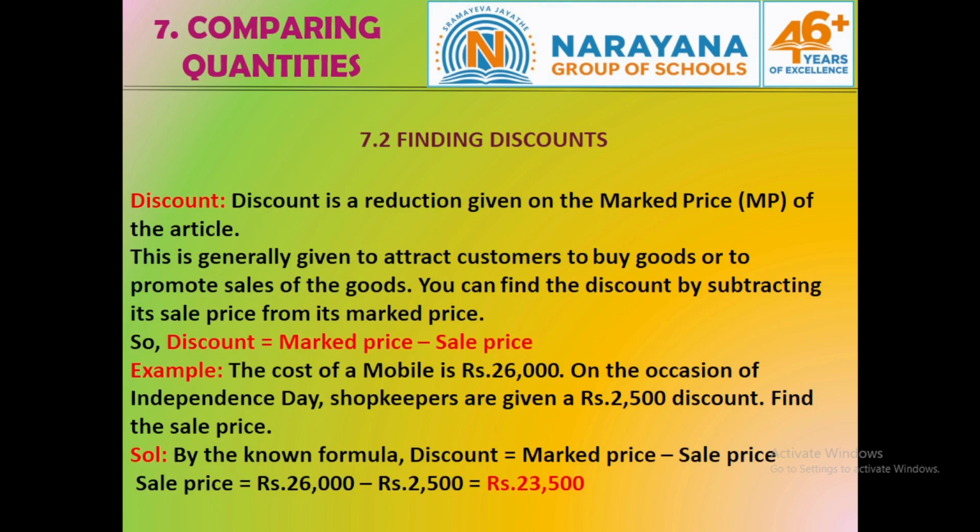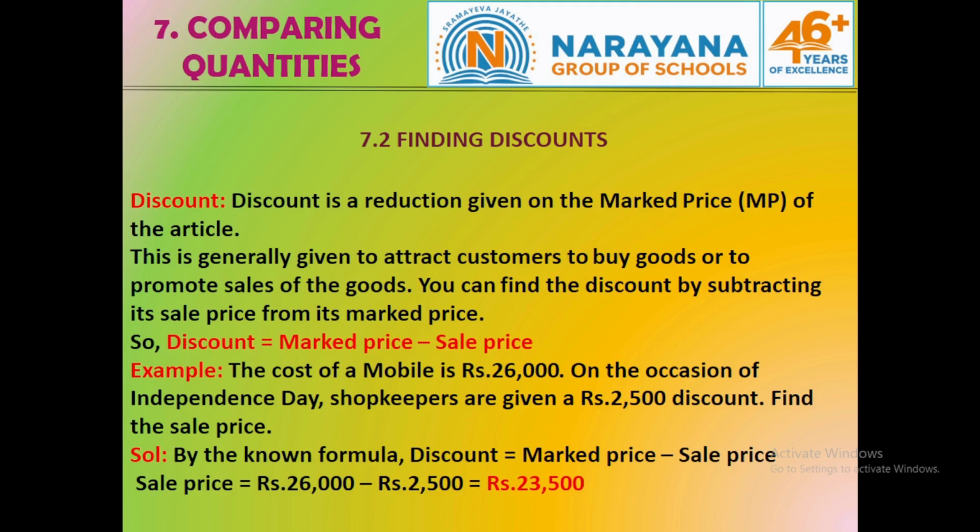Discount percent. Now see the 7.2 concept, finding discounts. Discount is the reduction given on the market price of the article. This is generally given to attract customers to buy goods or to promote sales of the goods. You can find the discount by subtracting the sales price from the market price. So the discount is equal to market price minus sales price.